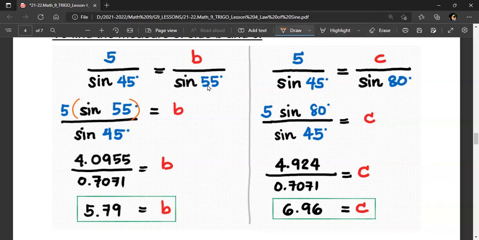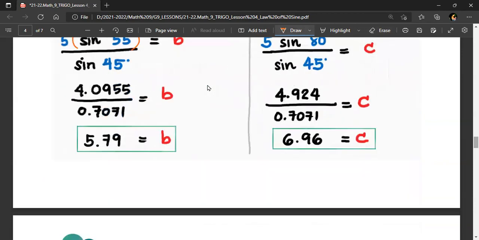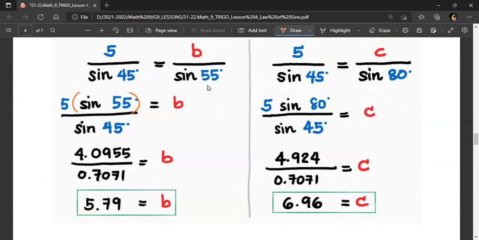So if you use your calculator by just inputting every symbol here, like number 5, open parentheses, the sine 55, close parentheses, divided by the sine 45, you will come up with this 4-digit numerical representation. However, if you will be using sine 55 degrees, the result in your calculator might have a lot of numbers. I stopped only at 4 numbers when I wrote the solution. But in your calculator, it is fine to continue the numerical values.